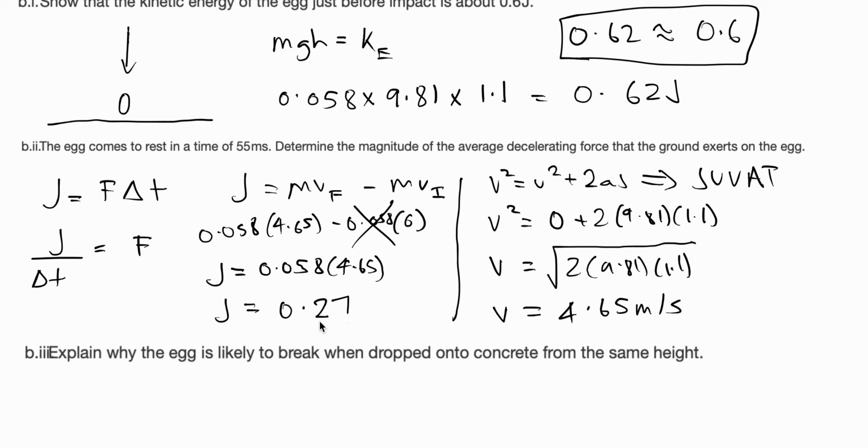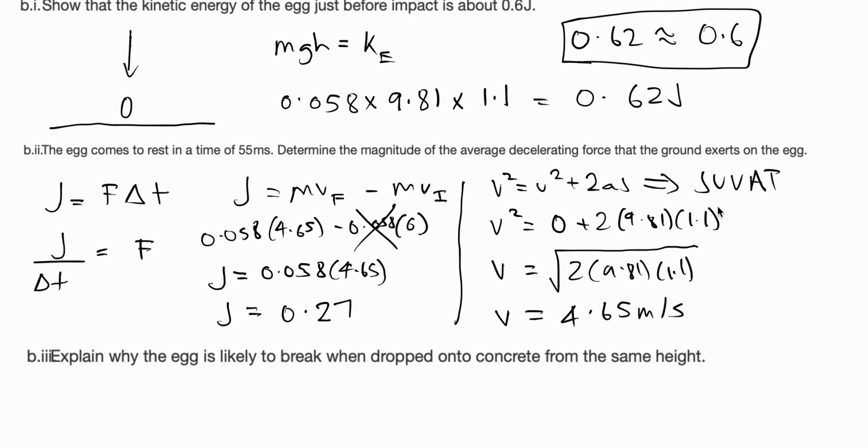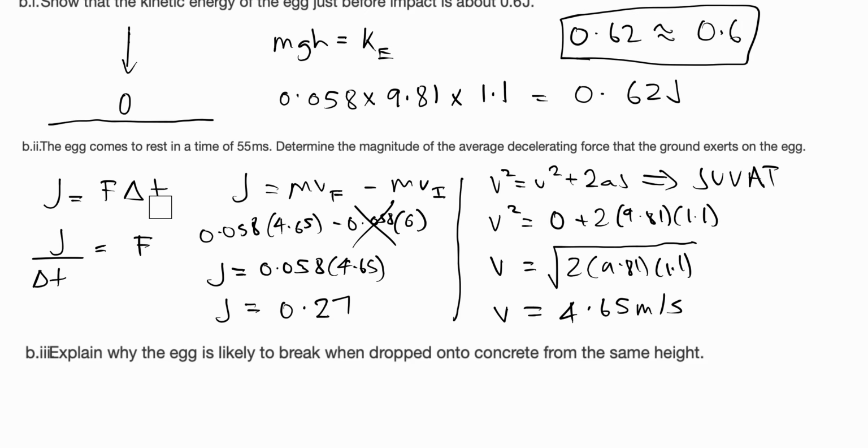Now if we calculate this, we get j is equal to 0.27, but that's not what we need. We actually need to find the force, right? So how will we find the force? Let's solve it. Okay, let's delete this portion. We know that F is equal to j over delta t. We know j, so we can put this into our equation.